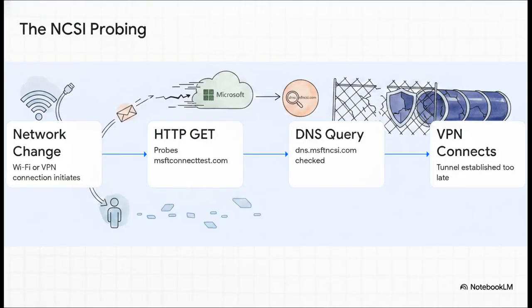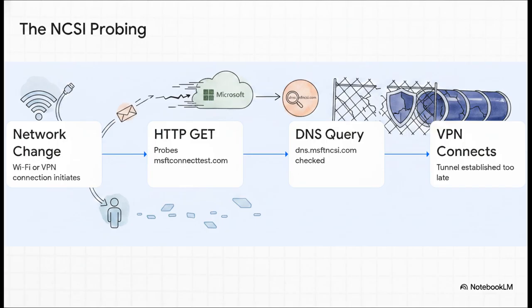Okay, let's dive into this. It's all about the Network Connectivity Status Indicator Sequence, or NCSI for short. Check out this chain of events. Whenever your network state changes, like say you wake your laptop from sleep or hop on a new Wi-Fi network, Windows instantly fires off an HTTP GET request to msftconnecttest.com, along with a DNS query. It does this just to check if the internet is actually working.